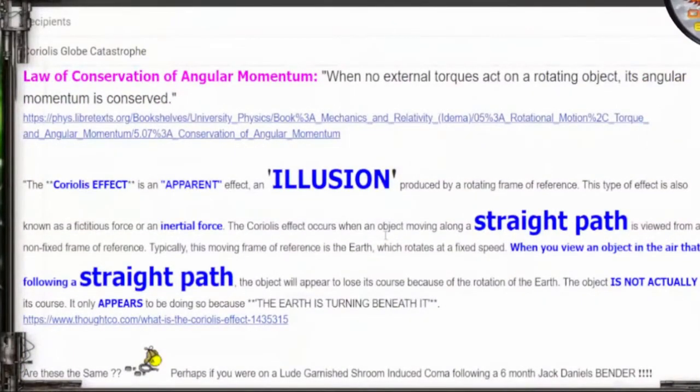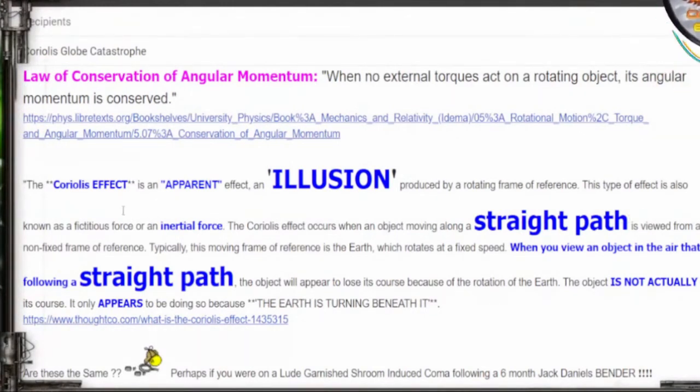So, we got the law of conservation of angular momentum right here again. When no external torques act on a rotating object, its angular momentum is conserved. Now we got a definition of the Coriolis effect. Let's see if they line up. The Coriolis effect is an apparent effect, an illusion produced by a rotating reference frame. Funny, I don't see apparent effects and illusions up here. You?